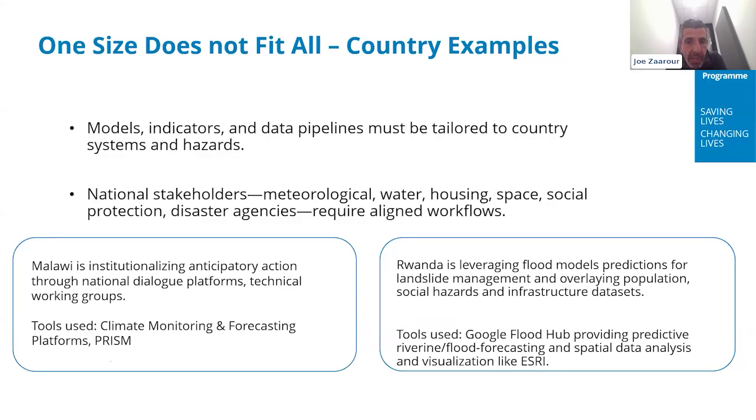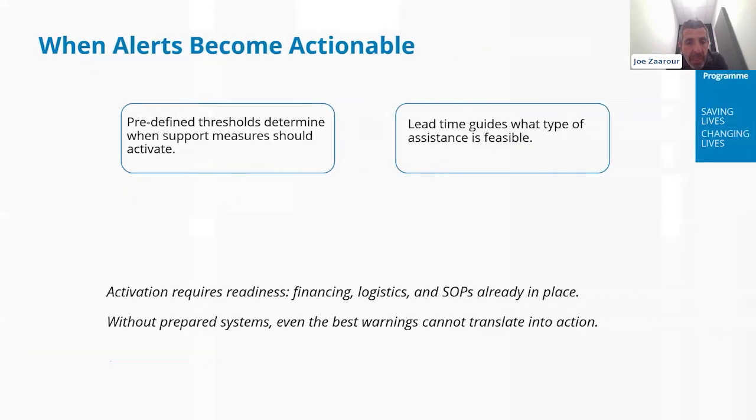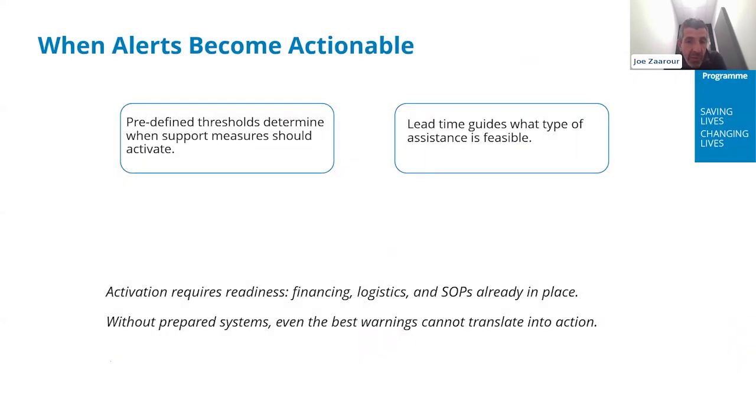We've chosen two examples today. We will talk about the Malawi use case, how institutionalizing anticipatory action through a national dialogue and leveraging a tool helps us in interoperability and definition, as well as the Rwanda case on overlaying multiple data sets together for the management of a key shock, which would be landslides in the country, and then how decision thresholds are enabled. Next, please.